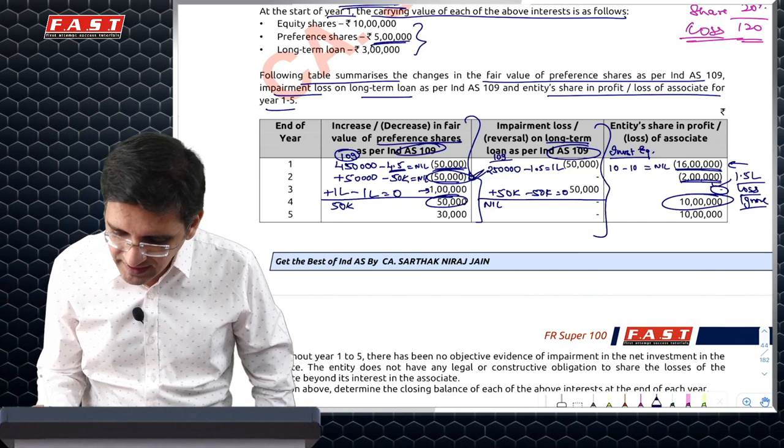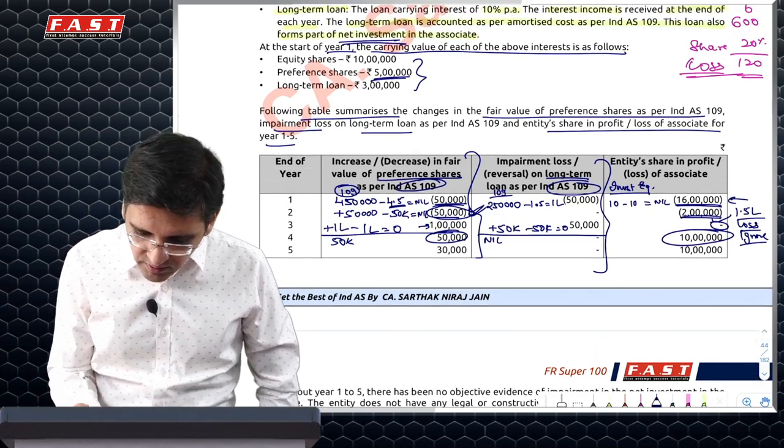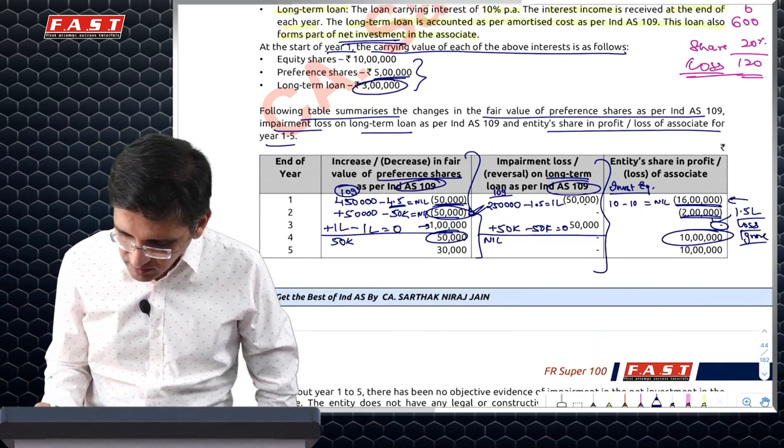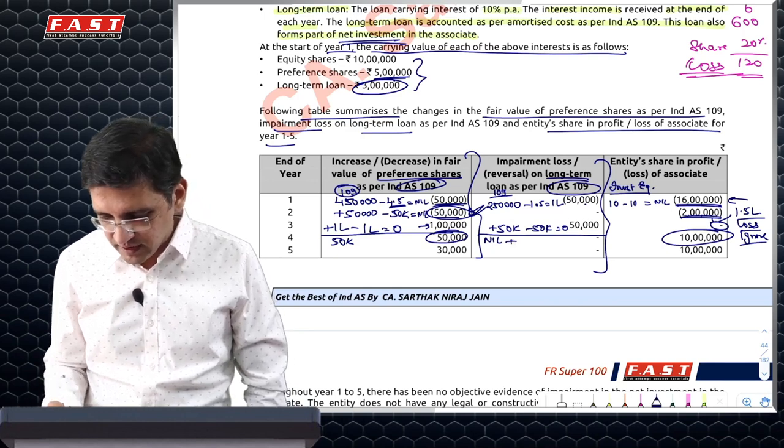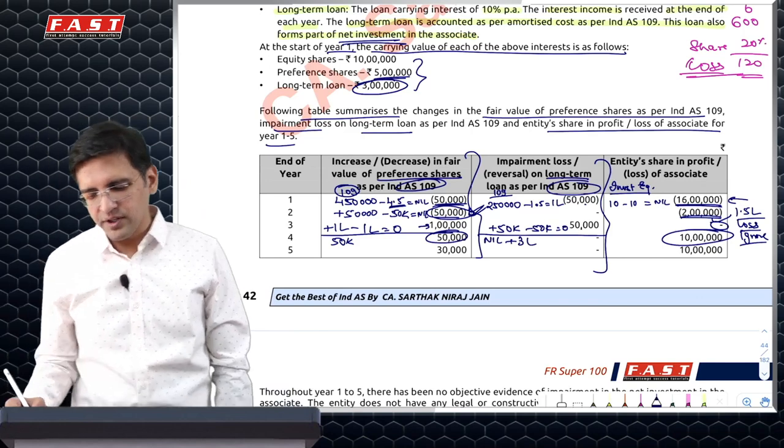Now loan asset ideally would have been recognized at what? So it was at 3 lakh. We recognized the loss of 50 as per 109 and recovered it at 50. So it should come at 3 lakh. So we'll book a gain of 3 lakh first year.